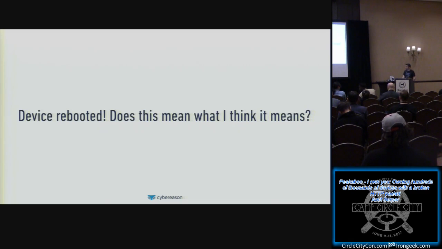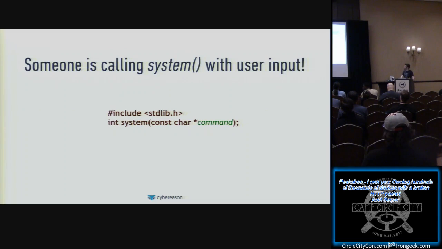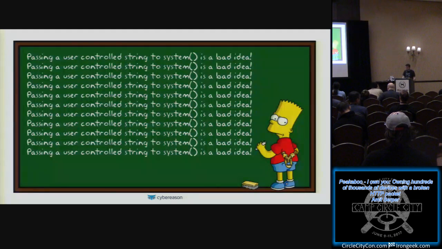So I wrote reboot, I hit submit, and that thing just rebooted. So, yep. So that means that there's code execution as root. And that means that someone is calling system with user input. Now, system is a standard function in C you can use, and basically it looks like this, and you just call it, and then you tell it what you want to run, and it'll run like a shell command.